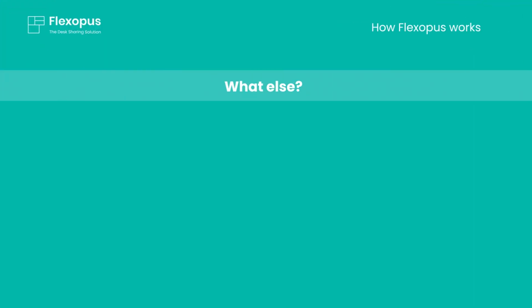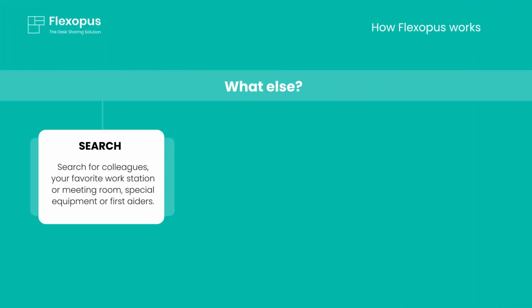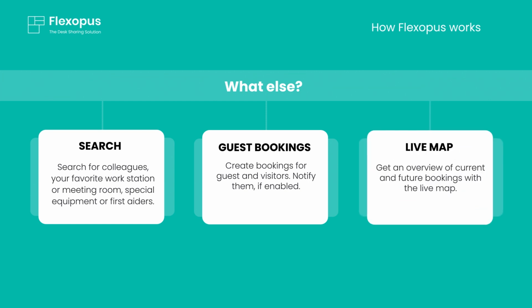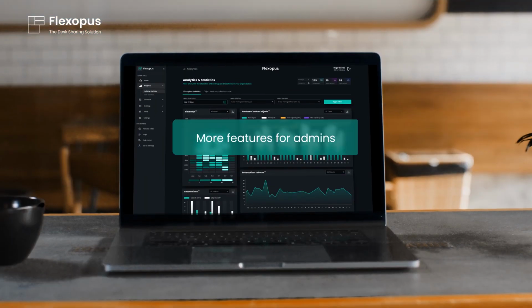But Flexopus can do even more. You can search for colleagues, special equipment, or first aiders. You can create a booking for an external guest. Or you can get an easy overview of the current and future bookings with the Office Live map. Let's see what the admin section has to offer.